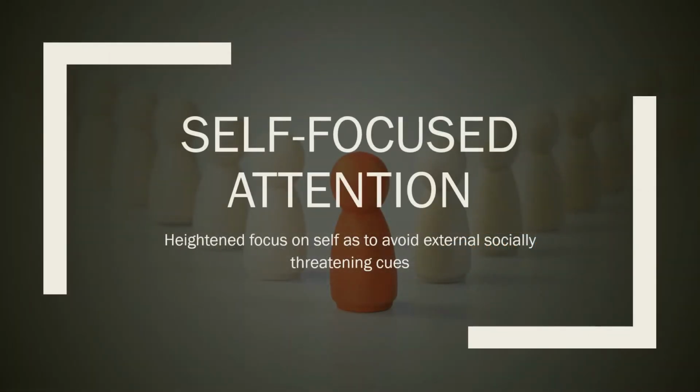Another important feature in social anxiety disorder is self-focused attention, because people with social anxiety disorder often perceive social situations as an external threat. To avoid facing that threat, they instead focus entirely on themselves, and oftentimes they view themselves as a social object, something that is intensely scrutinized by other people.